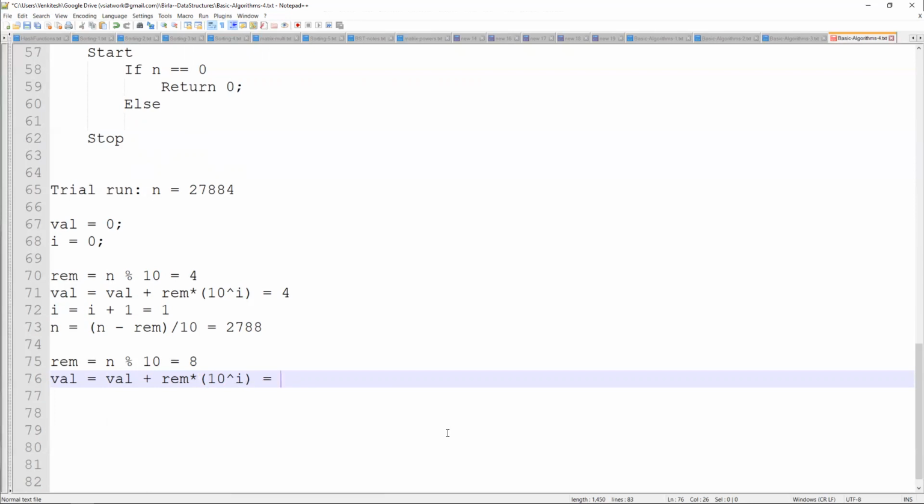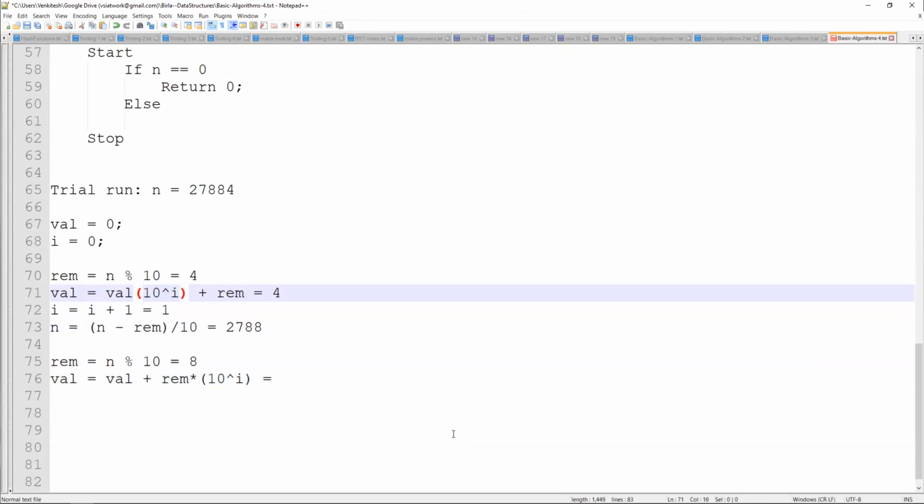Oh, I'm so sorry. There was a small mistake. The small mistake is the following. Very, very small mistake. Value into 10 to the I plus rem. Very sorry about that.